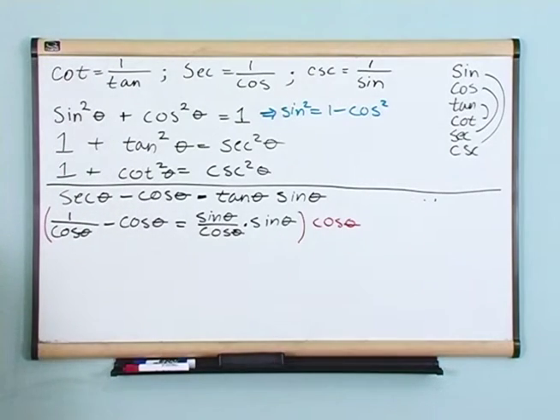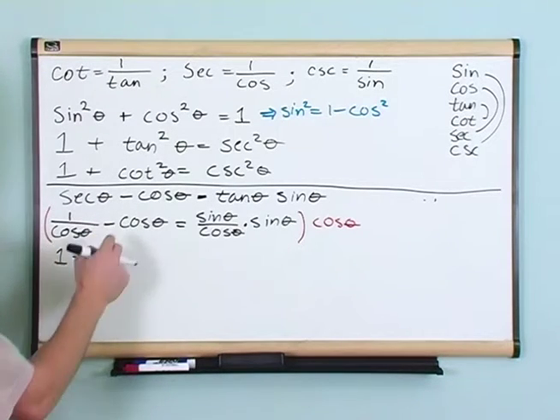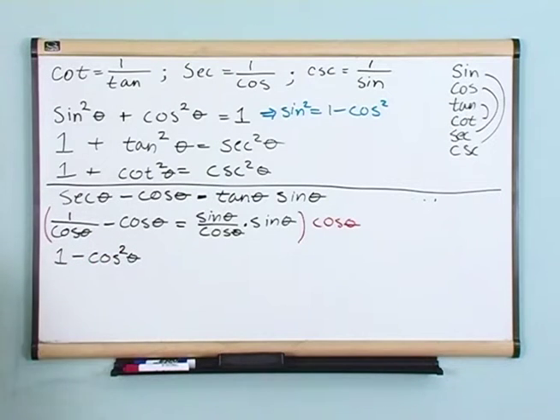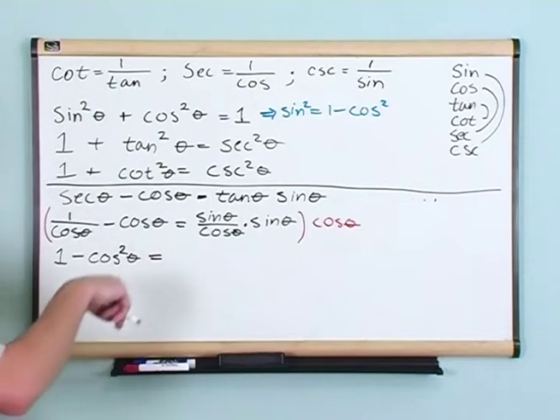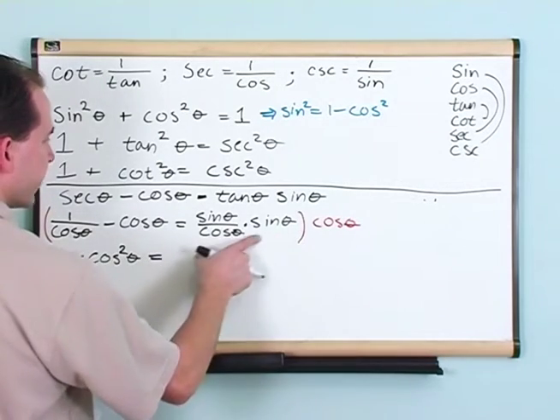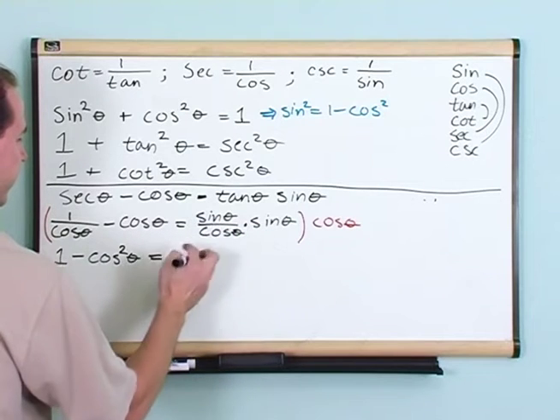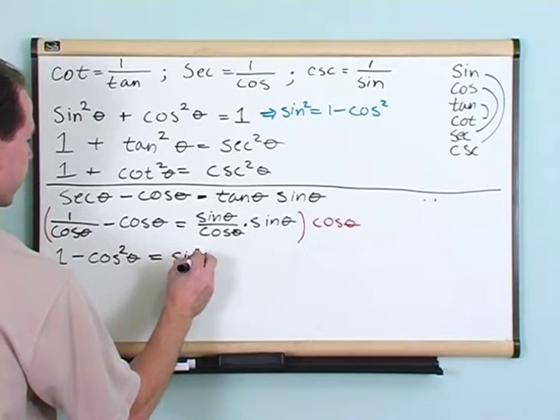No problem. So cosine theta times the left-hand side, cosine theta times this term here, is just going to be 1, because cosine theta over cosine theta is 1, minus cosine theta times cosine theta, which is cosine squared theta, okay? And then on the right-hand side, again multiplying through by cosine theta, the only thing that's going to happen is this cosine is going to cancel with this cosine, and I'm going to be left with sine times sine, which is just sine squared theta. Okay?